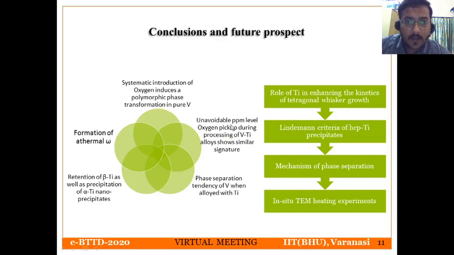Concluding my talk, the systematic introduction of oxygen induces polymorphic phase transformation in pure vanadium, but the accidental pickup of oxygen also leads to a similar transformation effect, and the system tends to phase separate instead of forming a single solid solution according to Hume-Rothery's rule.